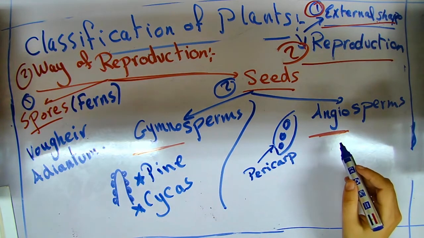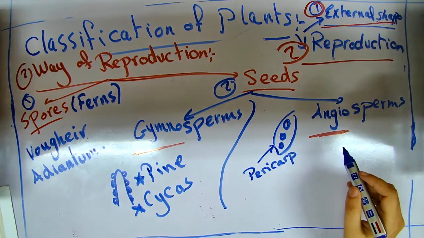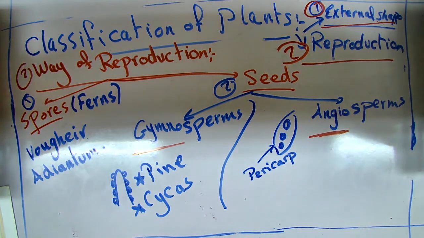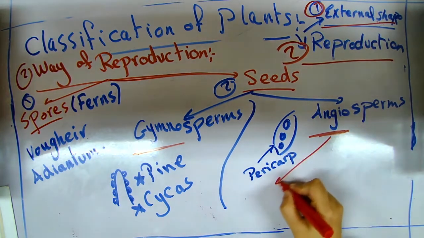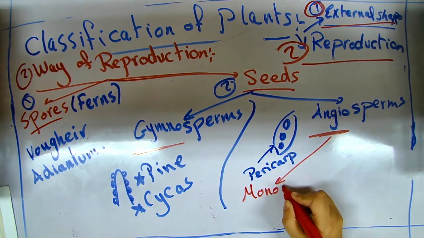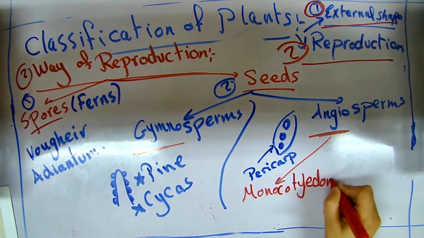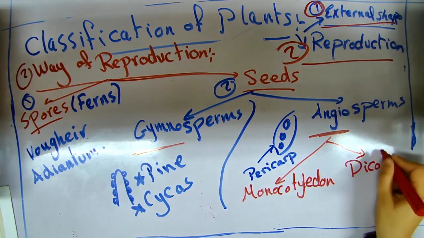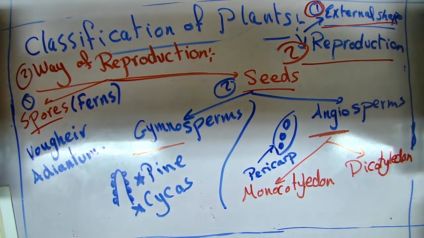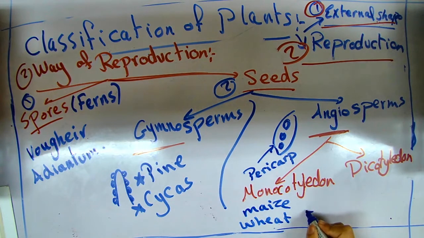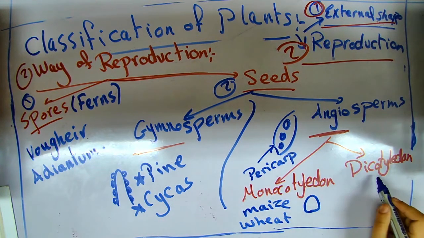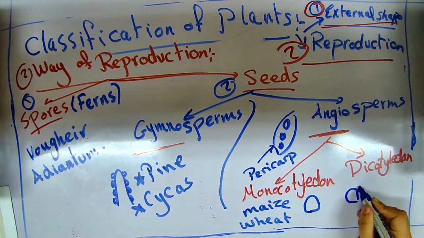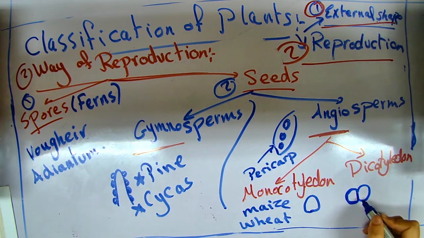Angiosperms, their seeds are formed inside a pericarp. They are divided into two types, monocotyledon and dicotyledon. Monocotyledon like maize and wheat. Monocotyledon means that its seed is one part. It can't be divided into two parts. But dicotyledon, its seed is divided into two parts, like bean and peas.